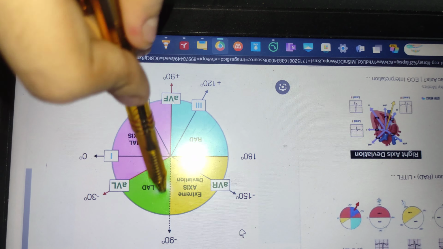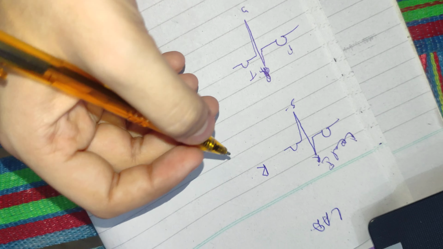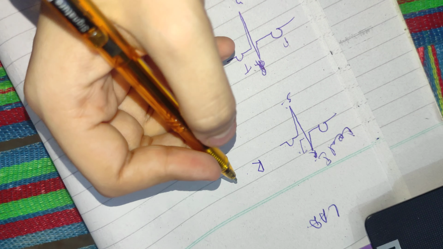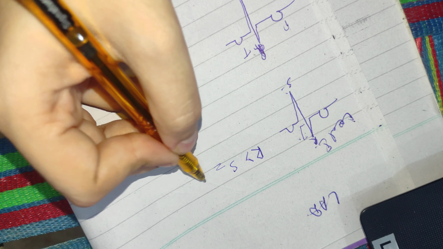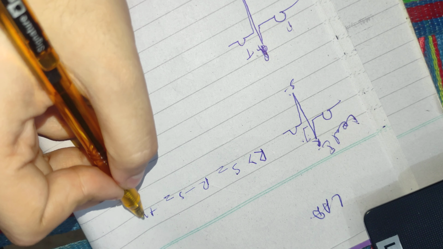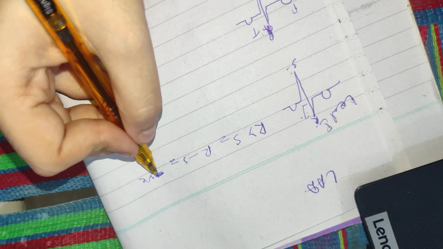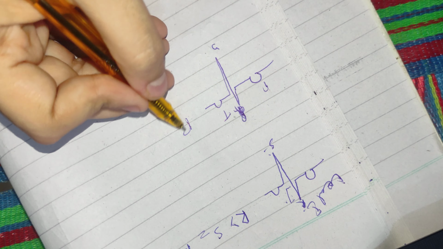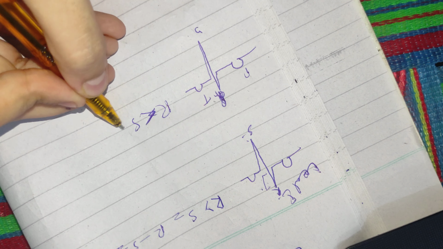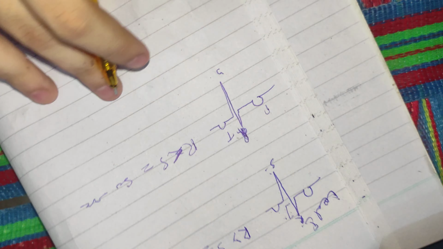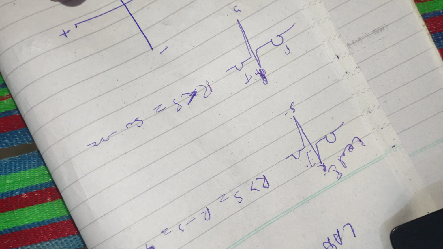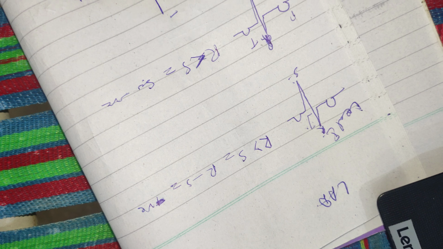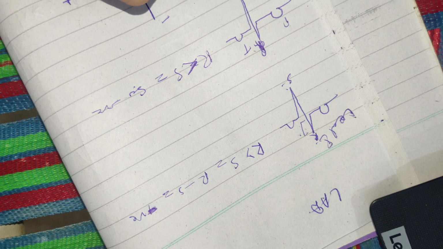Now I will show you an example of left axis deviation. Again, this is lead 1, this is R, and as you can see, R is less than S, so the R minus S formula will be negative, since S is greater, right? And here again it is the same situation, R is less than S, so again negative. Now we will make the axis example. This is positive, this is negative, this is negative, this is positive. Now both my answers are negative, so it will arise in this area. This is called extreme axis deviation.